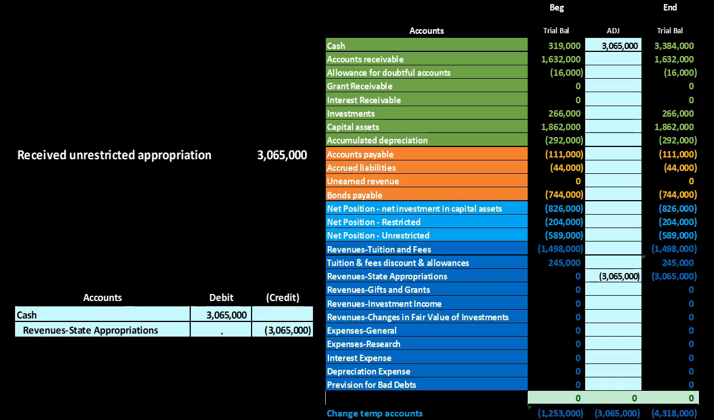Posting this out then, cash is going up. We see cash up top has a debit balance. It's going up in the debit direction. The other side, a revenue type of account, we have revenues for the state appropriations. It then goes up in the credit direction. The effect on the net income is, of course, an increase in the credit direction.